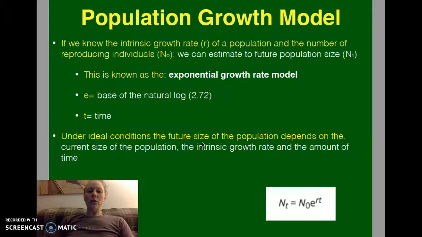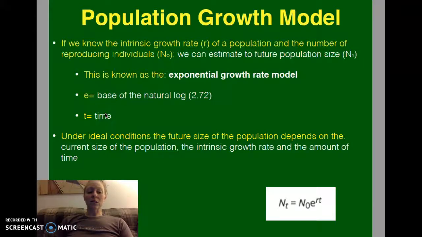The intrinsic growth rate, denoted by the small r, is used in the equation right up here. This is the exponential growth rate model. N naught, or N0, or N original, is the number of reproducing individuals. We can estimate the future population, which is N1 or N total, either one is correct. E is the base of the natural log, equal to 2.72. And t is time.